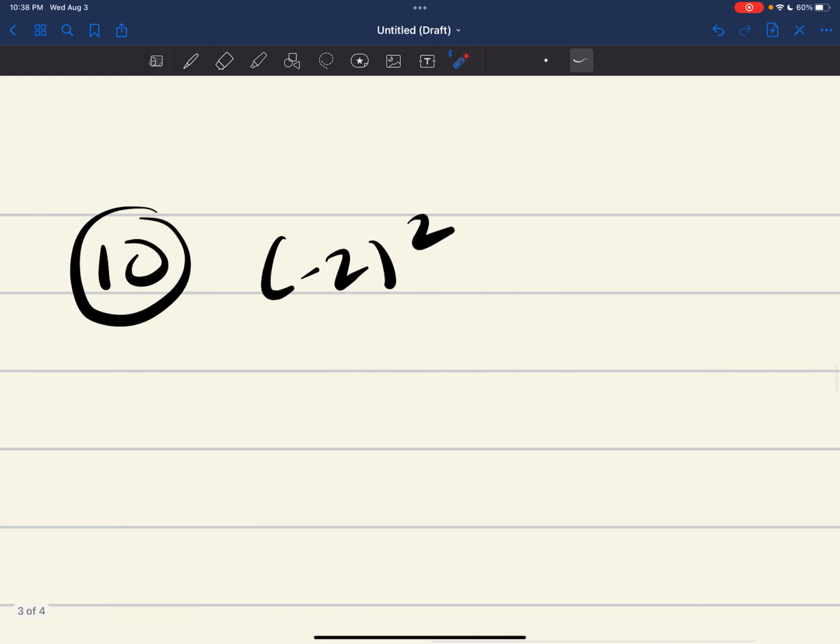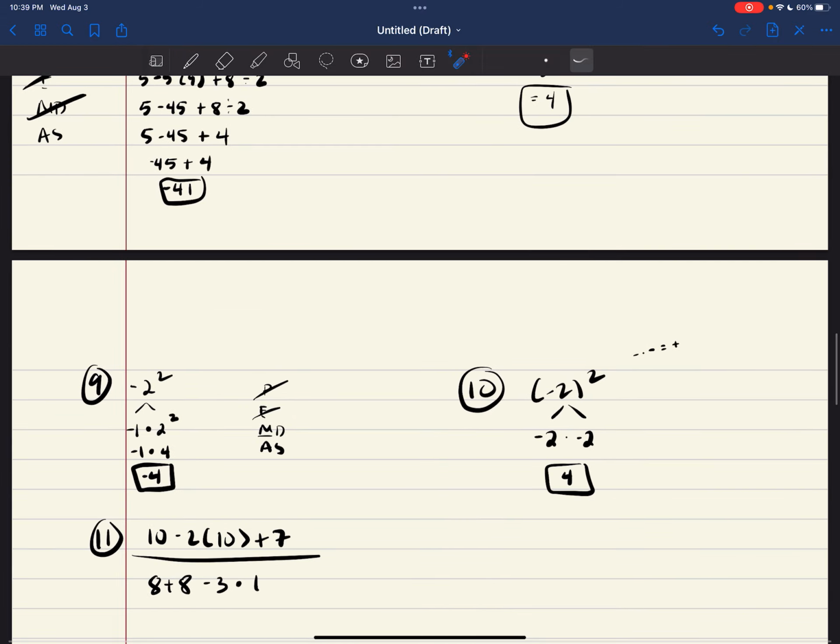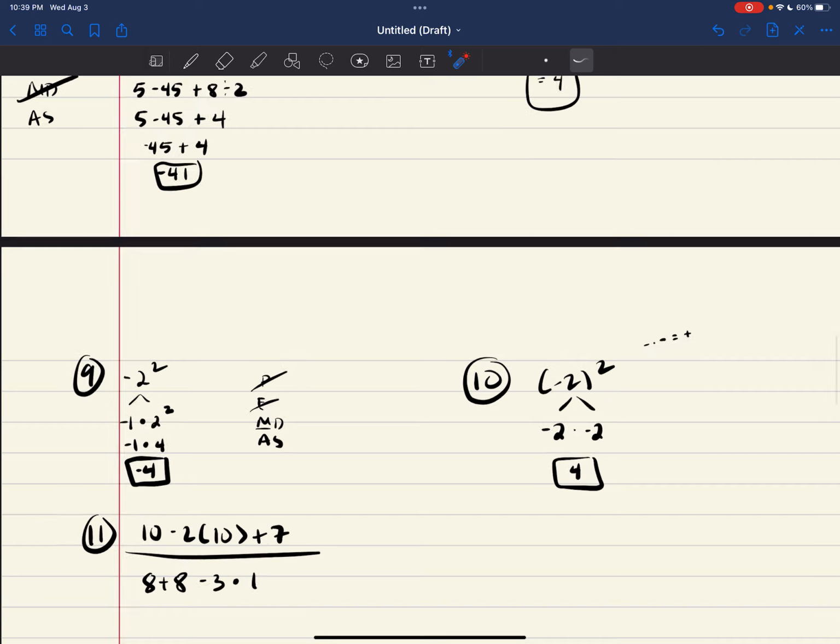So, negative 2 squared with the parentheses, this is saying negative 2 times negative 2. And y'all, do you remember that a negative times a negative is equal to a positive? Well, that's going to be the case here. So we have 2 negatives over here. Negative 2 times negative 2. I know what 2 times 2 is. That's going to be 4. Negative 2 times negative 2. That is also 4, right? Because a negative times a negative is a positive. That's just going to be this answer. Okay? And I need you to understand the difference between these two because it's going to be very important as you move forward in this class.